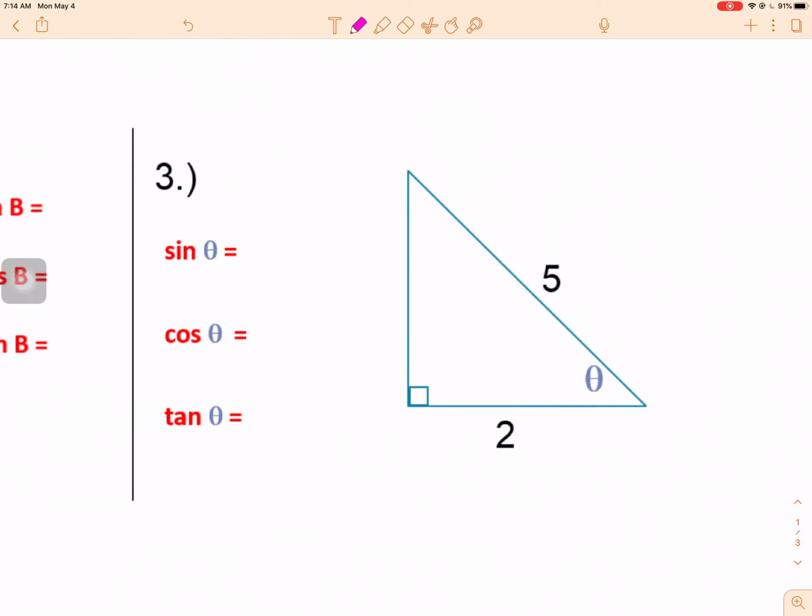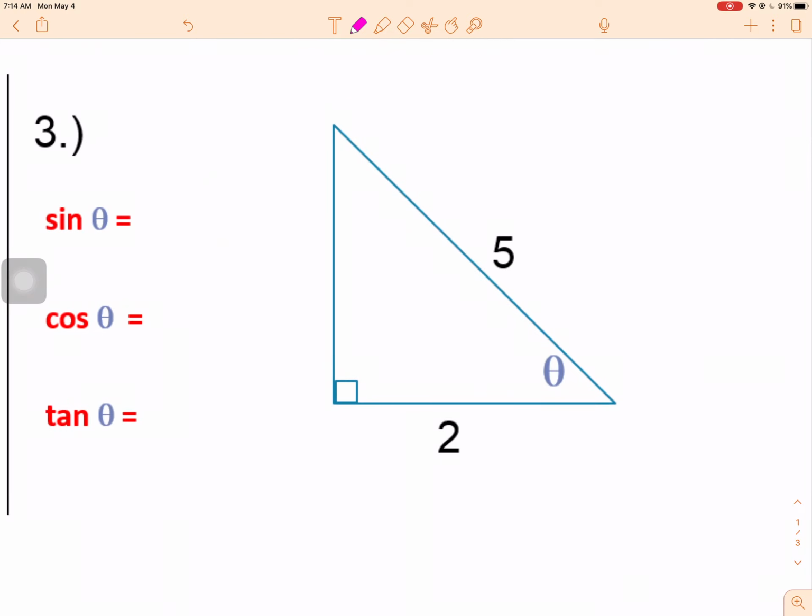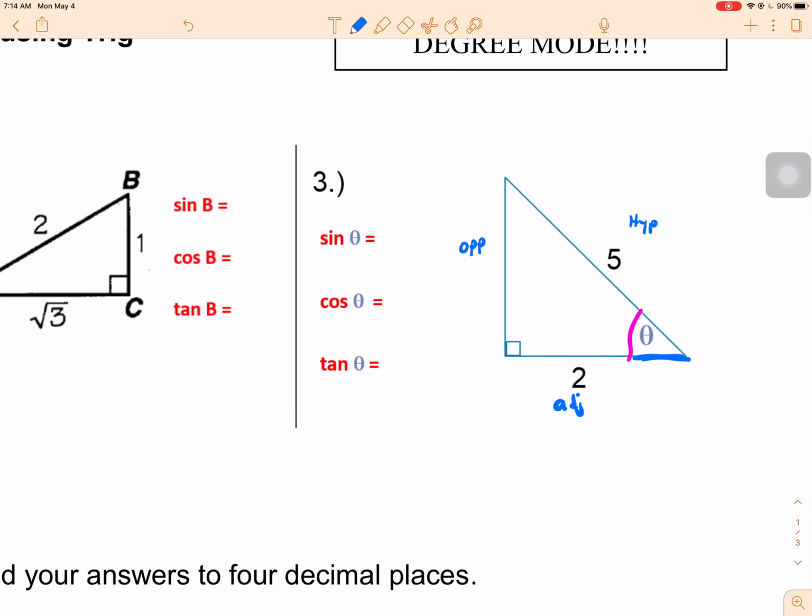We'll skip 2, we'll go to number 3. Here we have a right triangle, and it's saying find the sine, cosine, tan of theta. Here's theta. We know that 5 is the hypotenuse. We know that 2 is the adjacent side. And the opposite, we don't have a number for, but we can use the Pythagorean theorem. So x squared plus 2 squared equals 5 squared. So x squared plus 4 equals 25. Subtract 4 from each side. x squared equals 21. Take the square root. And that's it, x equals the square root of 21.